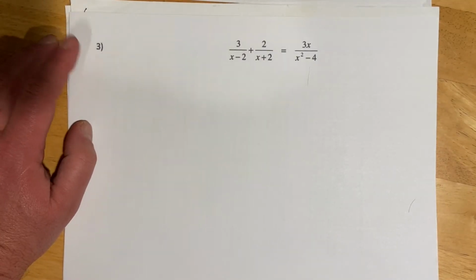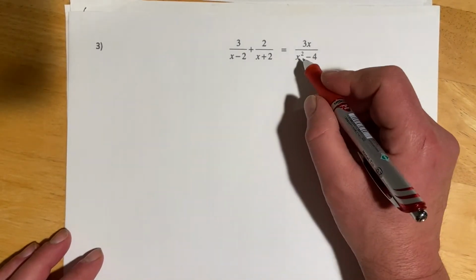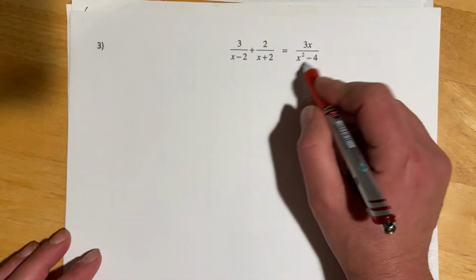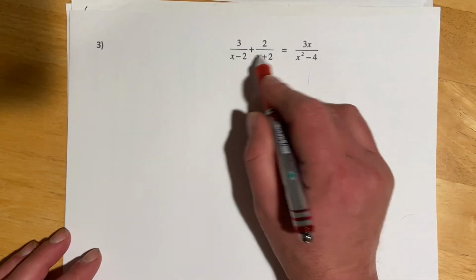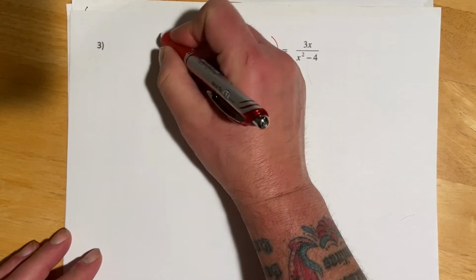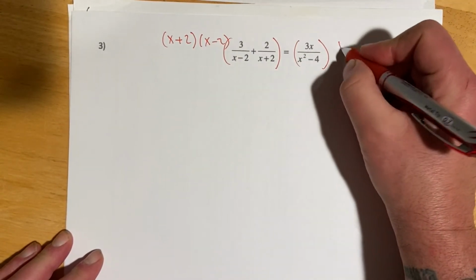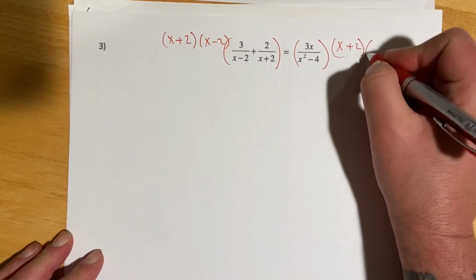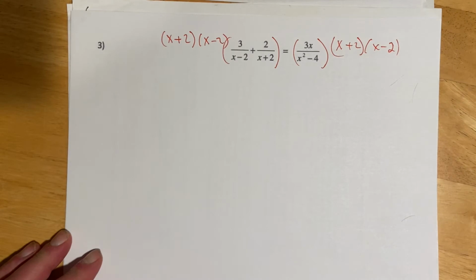So for number 3, we're taking the same approach. We're going to use the LCD to clear out the fractions. X squared minus 4, if I factor that out, right, it would be x plus 2, x minus 2, and that's exactly what these are. So I'm going to multiply both sides of this by x plus 2 and x minus 2. And again, that's the factored form of that.